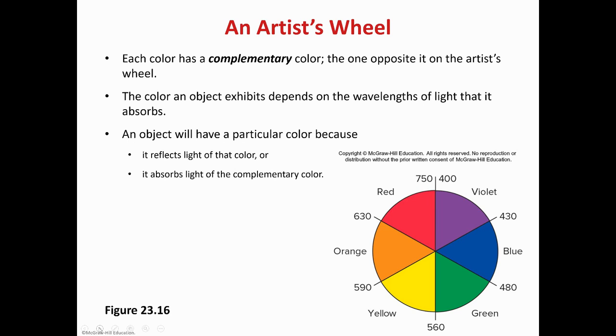So an object has color because it reflects the light of that color, or it absorbs light of the complementary color. And so we'll use what's called an artist's wheel to determine the complement of a color. So if you have a substance that appears to be green, that's because it's absorbed its complement of red. If you have a substance that looks violet, that means it's absorbed yellow.